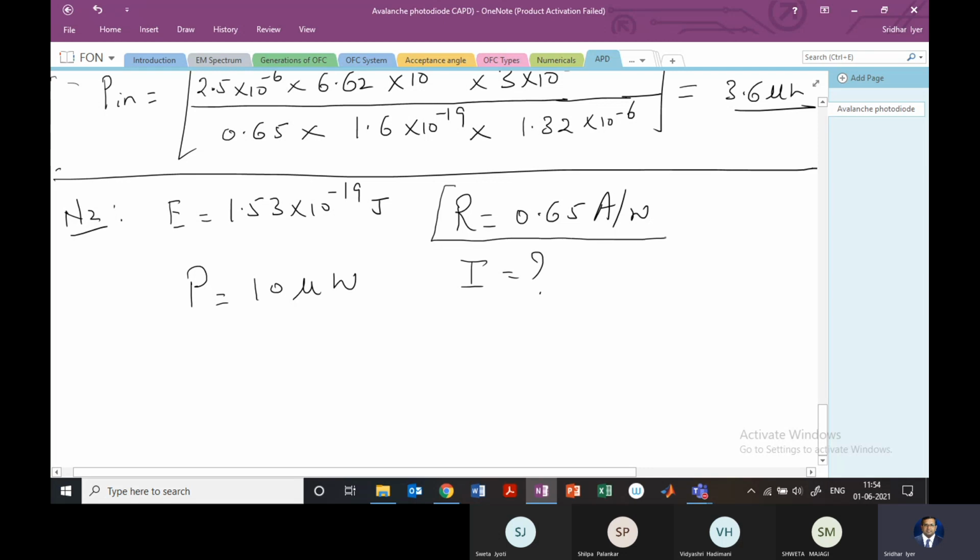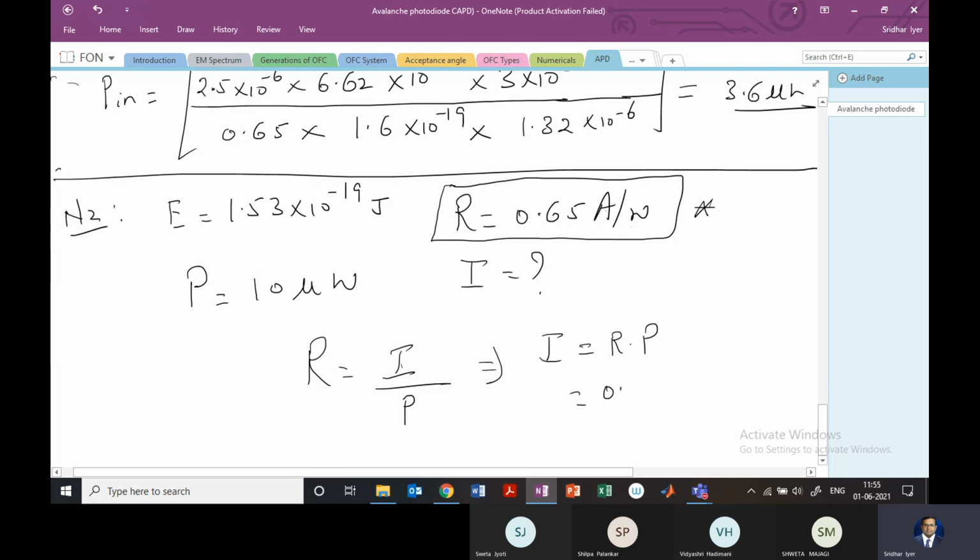If you look at the responsivity here, and if you look at the units, it is ampere per watt, right? So I can easily write that R, which is ampere per watt, is nothing but current by power, because these are the units. Therefore I need to find the current I. So I can write this as I is equal to R into P.